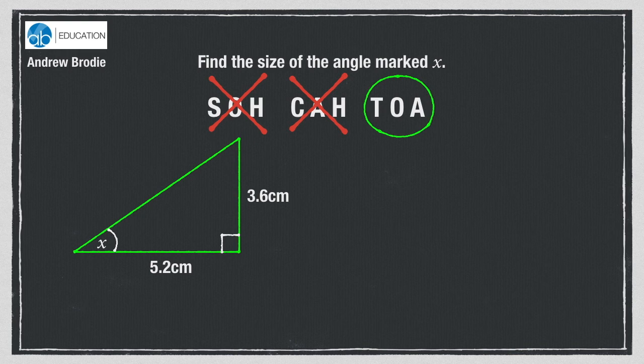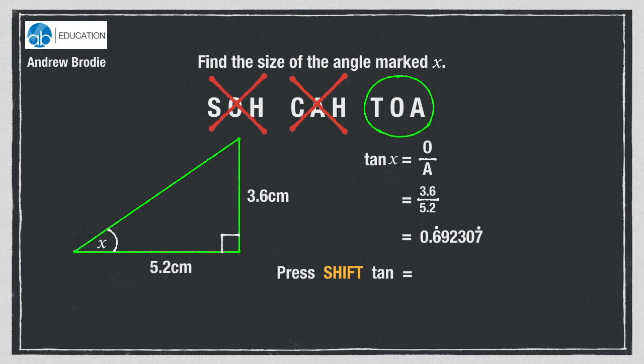So tan x equals 3.6 over 5.2. Dividing 3.6 by 5.2, the calculator shows 0.692307 recurring. Press Shift tan equals to get 34.695 to 3 decimal places, which we can round up to 35 degrees to the nearest degree.